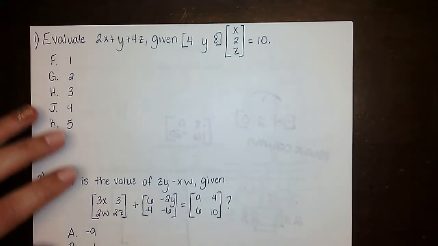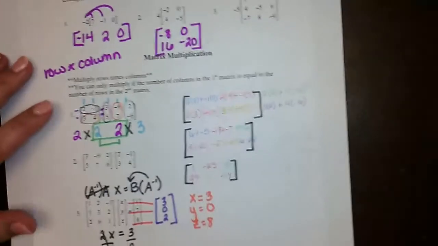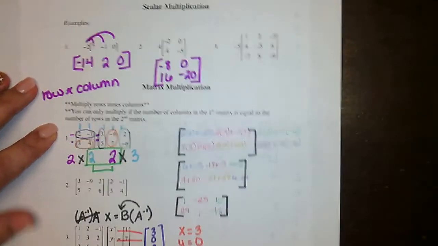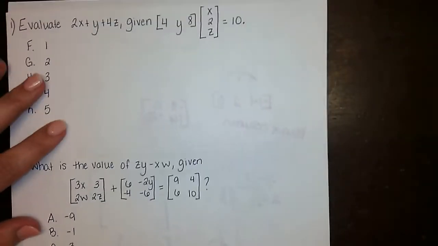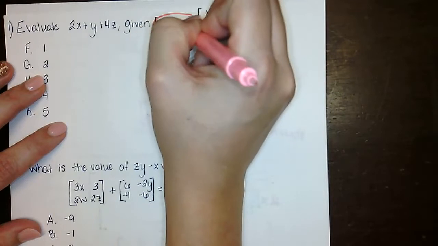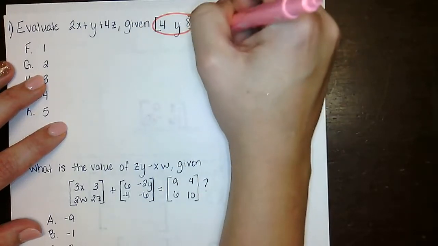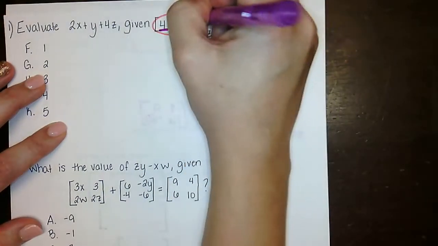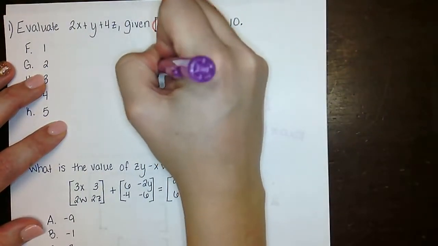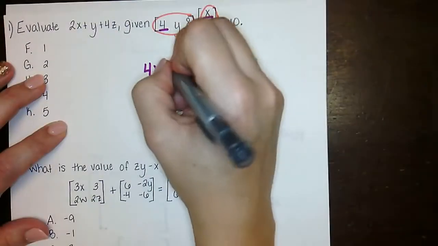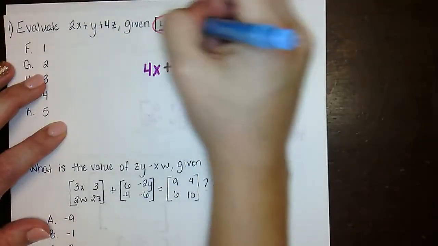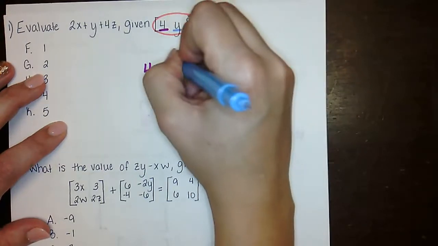So if we look at multiplication again, remember we do first row times the first column and so on and so forth. Well, all we have here is a row and a column. That's it. So we're going to multiply all of this by this entire column. So each piece it lines up. So 4 times x, which is 4x, plus middle, y times 2 is 2y.